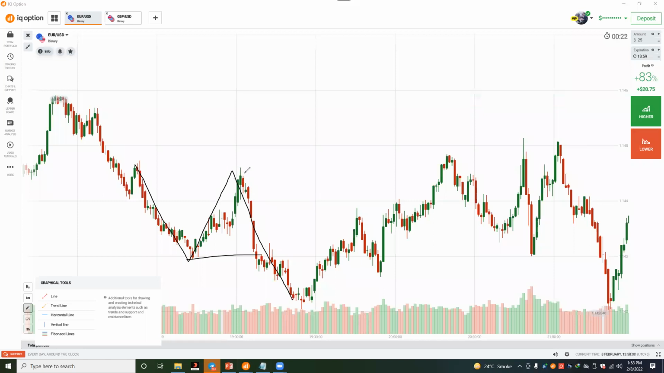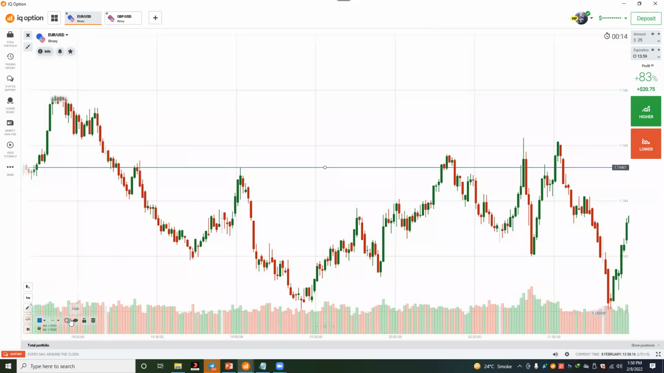When it's a break of a structure wave, this point and this point will be my support and resistance. So I'm going to draw the support and resistance here at the top of the level and the bottom of the level. And you will see that when the price is breaking this one, you are winning the 5-minute trade.